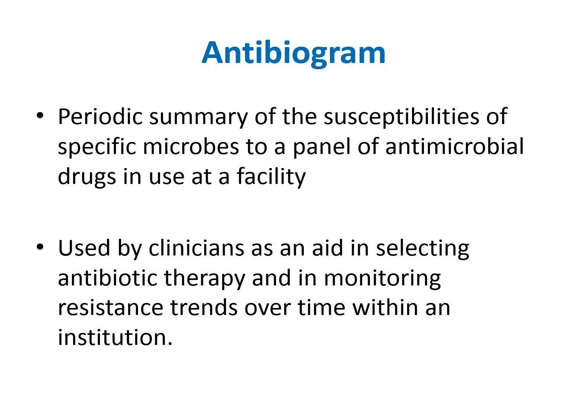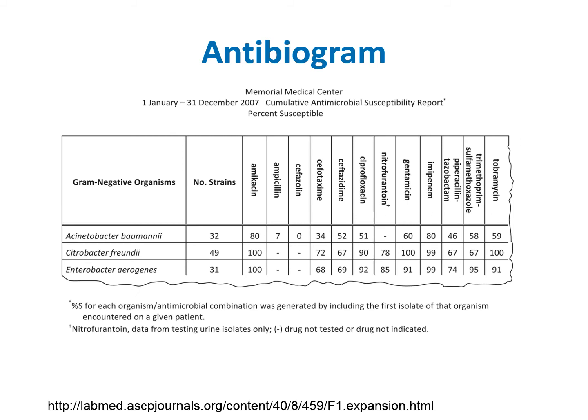Antibiograms do have some limitations. For example, you can't determine the minimum inhibitory concentration from them, and they also can't make recommendations on dosages. Here's an example of what an antibiogram looks like. The bacteria tested here are shown in the leftmost column, and the antibiotics are shown on the right here.